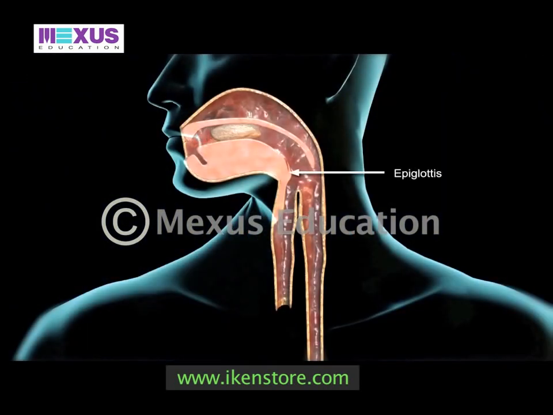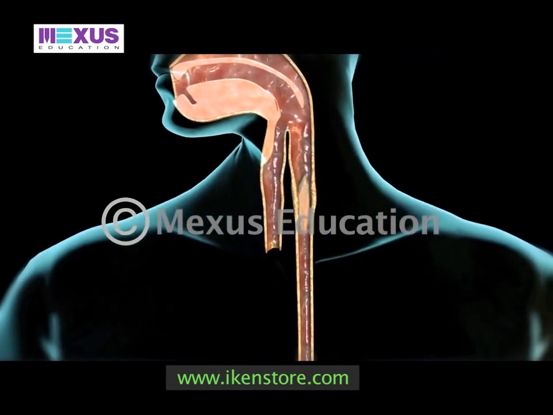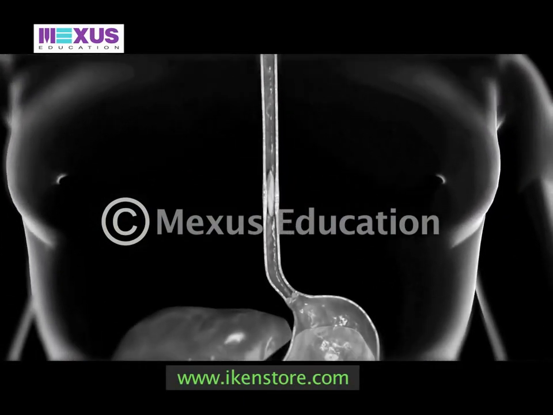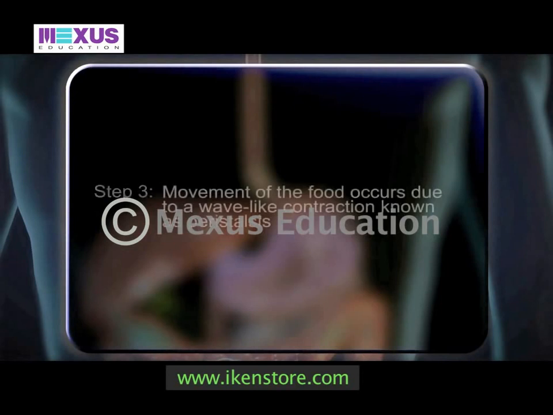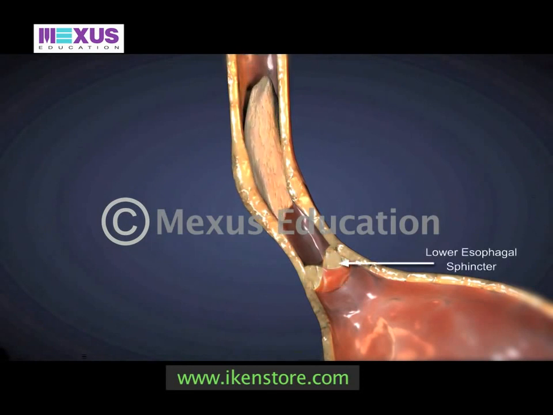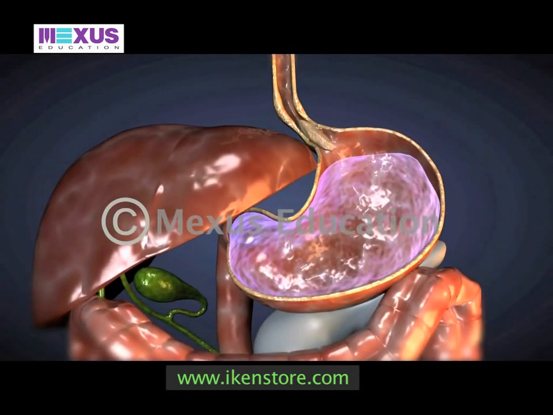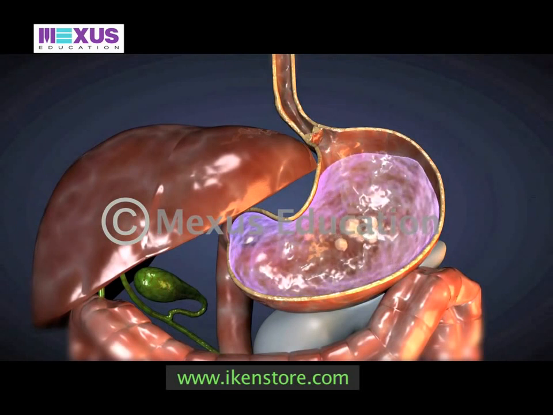During this time, a flap known as the epiglottis covers the opening of the windpipe and prevents the food from entering the trachea. Movement of the food occurs due to a wave-like contraction known as peristalsis. When the food reaches the entrance of the stomach, a sphincter known as the lower esophageal sphincter relaxes and the food enters the stomach. The stomach contains gastric juices that break the food into smaller particles or molecules.